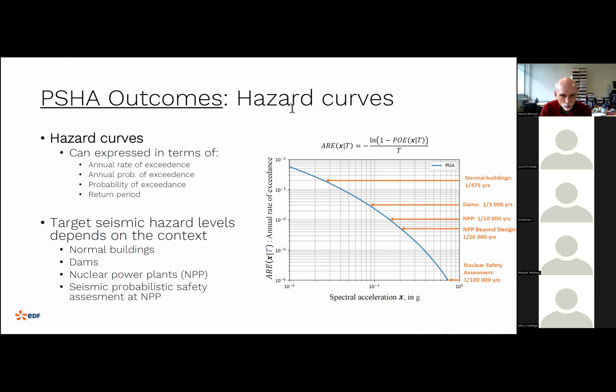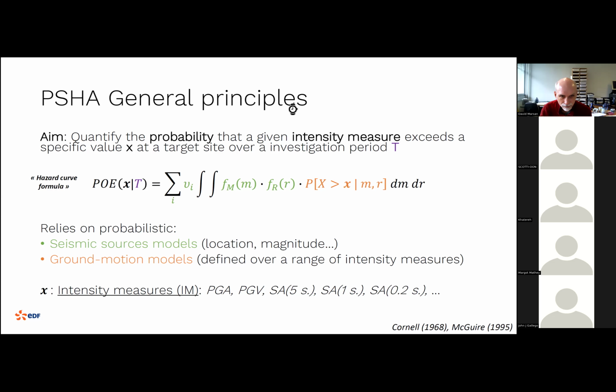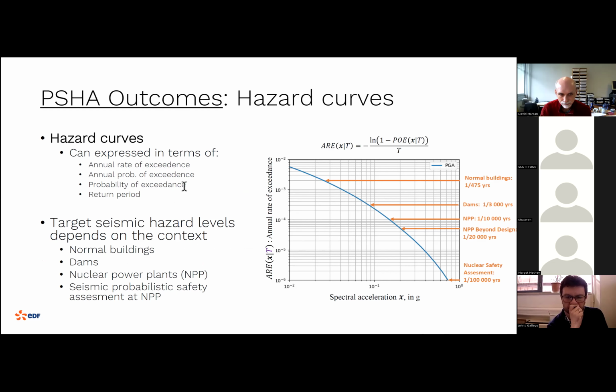Guillaume, just a quick question. What is vi exactly? Okay, this is the rate. This is the rate. All right, okay. The rate, the seismicity rate, the activity rate of each source. Okay. Right. Okay, thanks. I will give more details on that later.